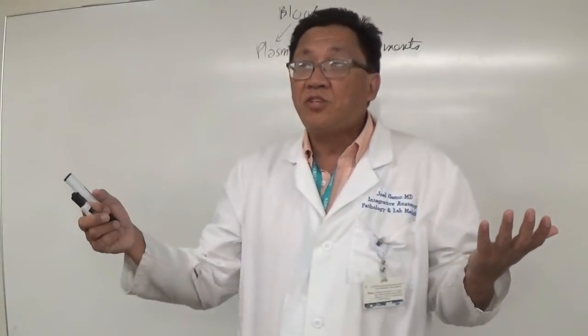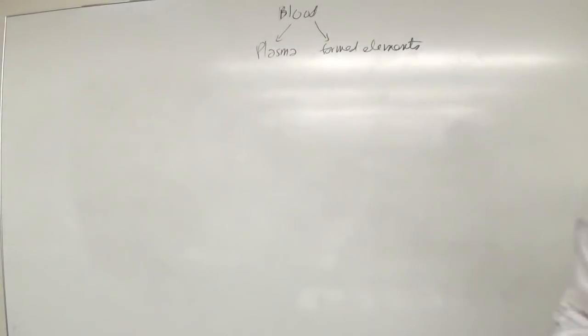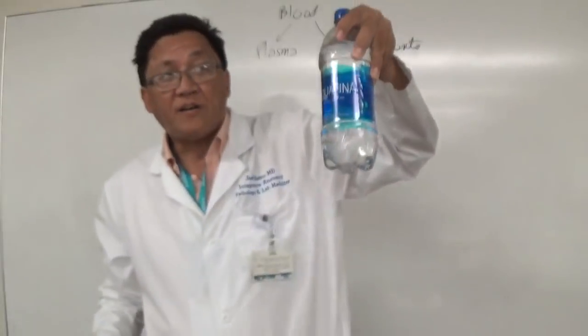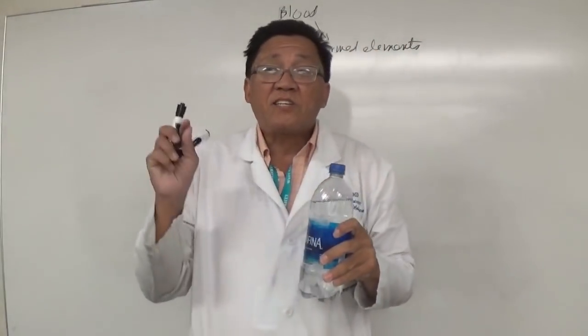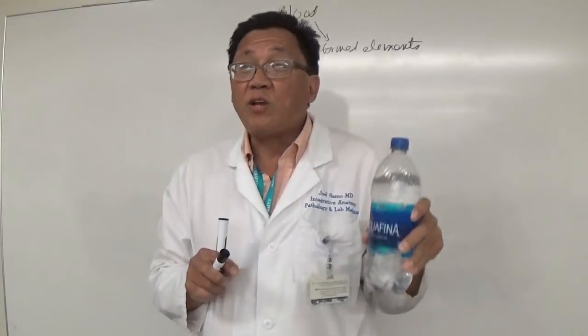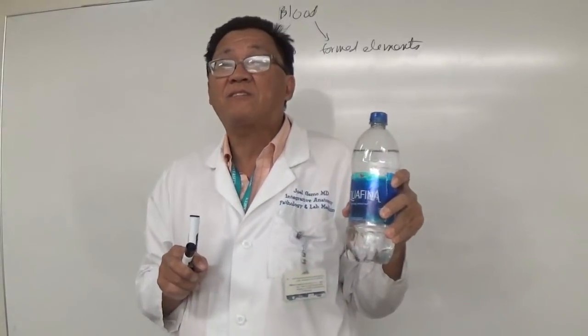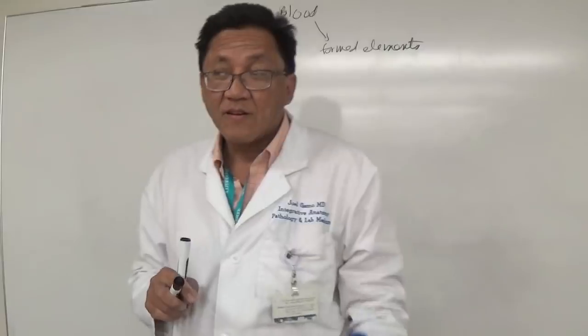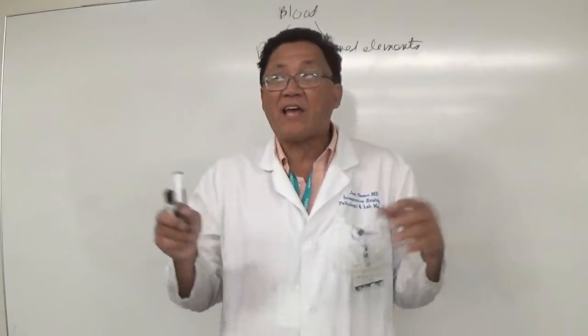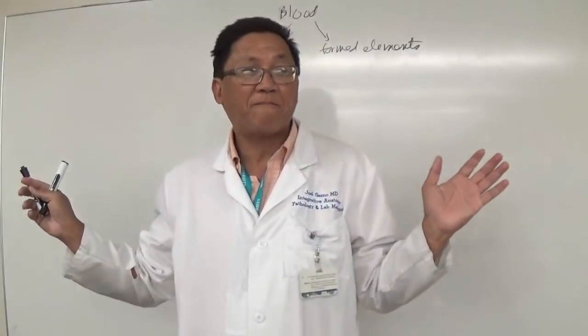Water. Can I get that bottle of water, please? So what is inside this bottle here? Water. Now remember, 66% of your body weight is water. How many percent of the plasma is water? 60%. There you go. I can tell who's reading and who's not reading, right? Because 50 and 90 is too big a gap, right?